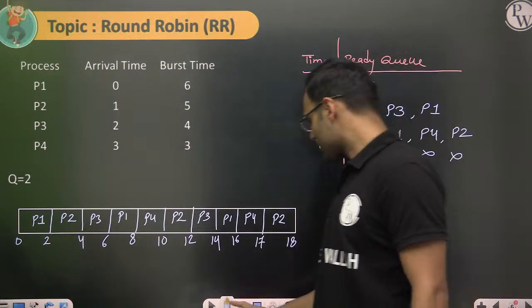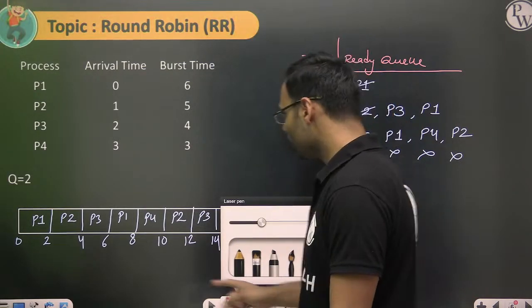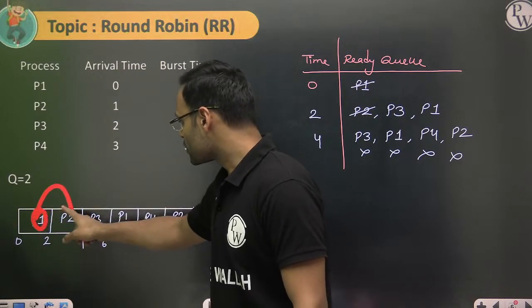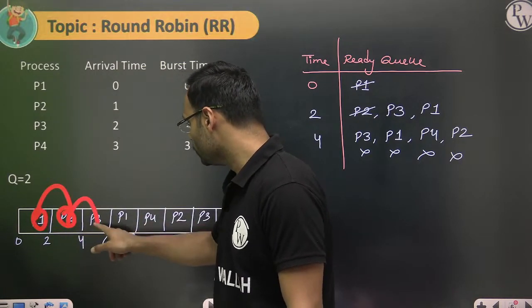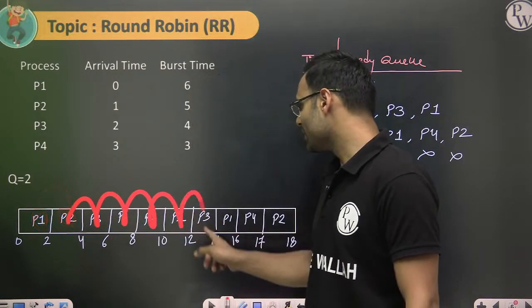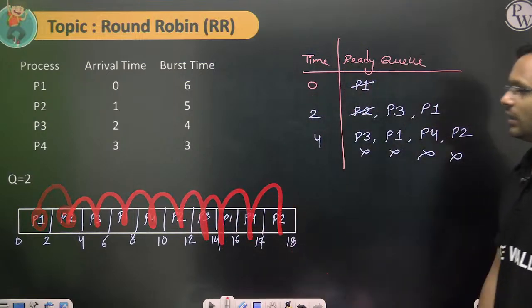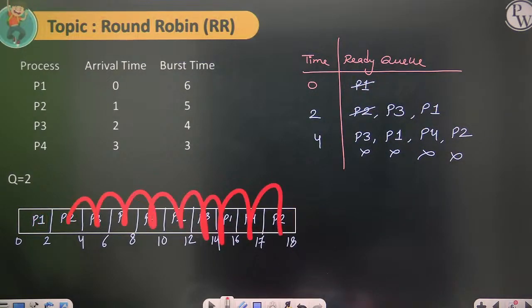In between the processes, how many context switches? How are you counting? P1 runs, switches to P2, 1 context switch, then 2, then 3, then 4, then 5, then 6, then 7, then 8 and 9. 9 context switches occurred over here.